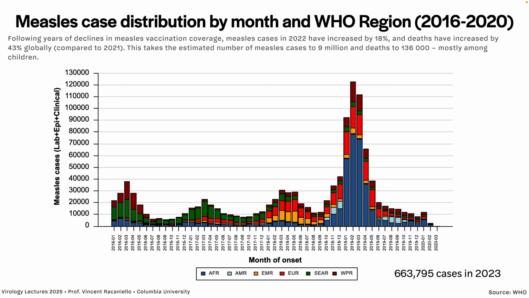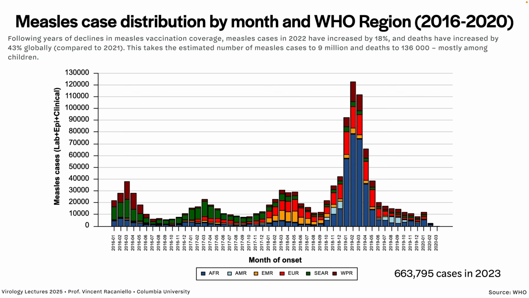But in the rest of the world, tons of measles, 663,000 cases in 2023, many, many deaths. These are the different WHO regions: African, forgot AMR, Americas, Eastern Mediterranean, European, Southeast Asia, and Western Pacific. Yeah, I got them all. I can't name all the states probably. So you can see peaks of measles every year, big one in 2019.